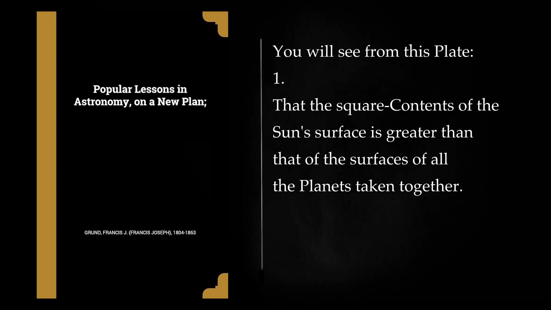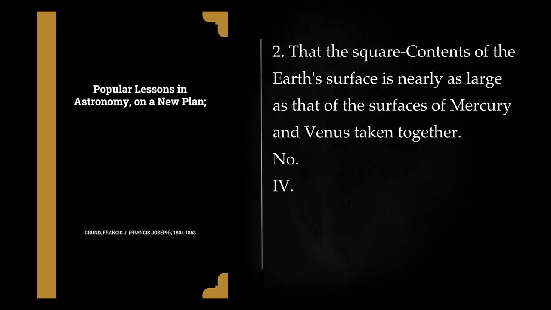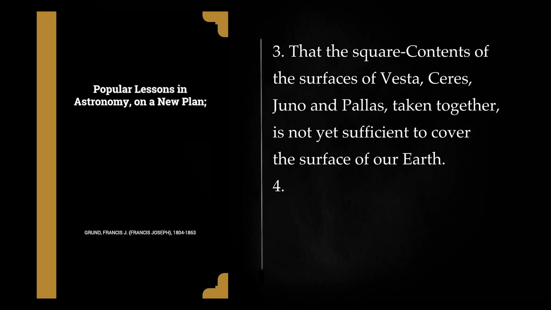You will see from this plate: 1. That the square contents of the Sun's surface is greater than that of the surfaces of all the planets taken together. 2. That the square contents of the Earth's surface is nearly as large as that of the surfaces of Mercury and Venus taken together. 3. That the square contents of the surfaces of Vesta, Ceres, Juno and Pallas, taken together, is not yet sufficient to cover the surface of our Earth.